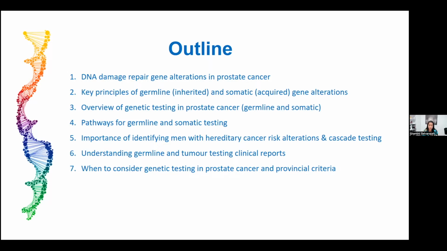I also would like to share a couple of very generic clinical lab reports, just so that you understand what the different sections of the report actually are referring to. And then finally, I'll touch on when to consider genetic testing in prostate cancer and the different provincial criteria for germline and acquired cancers. So during the course of this talk, I'm really not going to focus just on the recommendations. I wanted to give a very broad overview of the different types of genetic alterations in prostate cancer to be aware of.